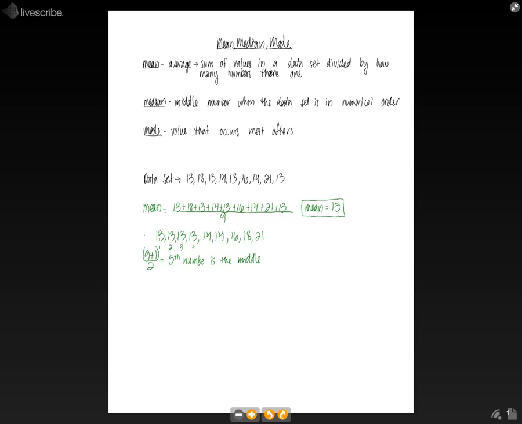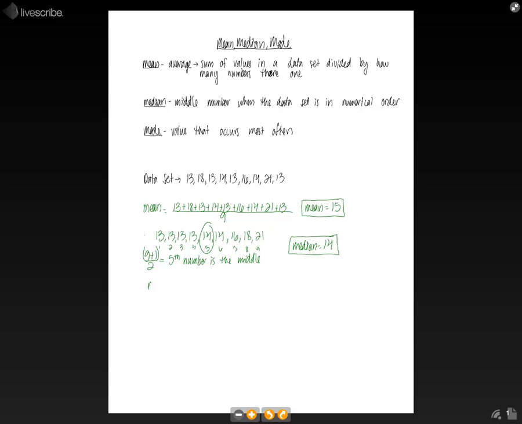So if we number all these, so we can tell which number is which while it's in order, we know we want the 5th number, so that would be 14. So our median is equal to 14. And again, when you look at it like this, we can see that we have 4 numbers to the left of the median, and then we have 4 numbers to the right of the median. So it is perfectly in the center.